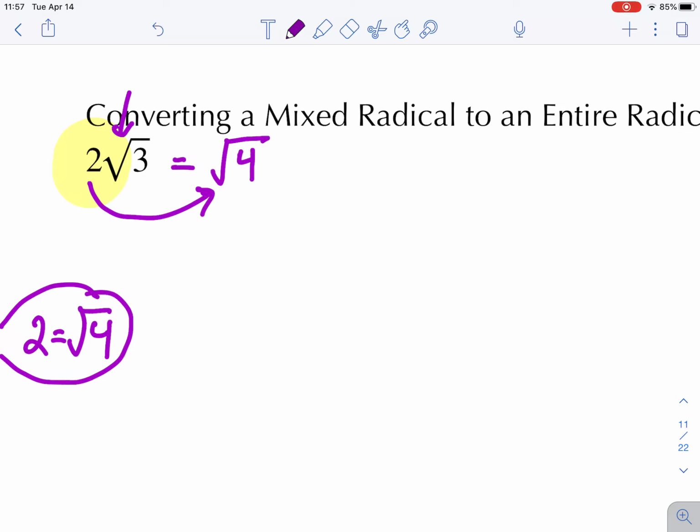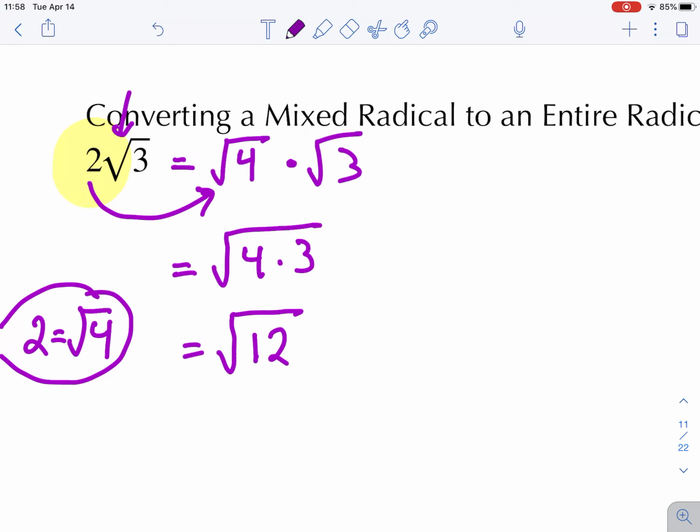Now if you remember, this mixed radical, 2 square root 3, is the same thing as saying 2 times square root 3. So this now becomes the square root of 4 times the square root of 3. Now I can combine those two to get the square root of 4 times 3, which then becomes the square root of 12. Basically, another way to think about it is to get this 2 to go under the square root sign, I had to square it.